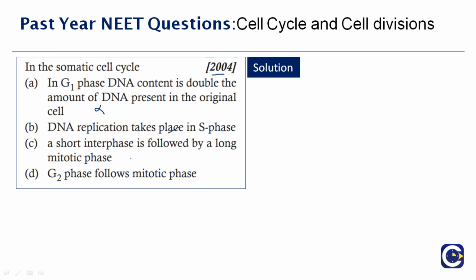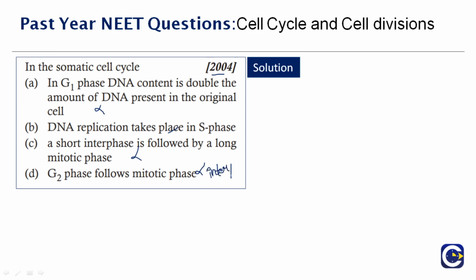Option C, the short interphase is followed by a long mitotic phase. Wrong. G2 phase follows the mitotic phase. Wrong. Therefore, the correct answer to this question is option B. You always have to remember that DNA replication or DNA duplication is always restricted to the S phase of the interphase. G2 phase is followed by a mitotic phase, which is actually shorter than the interphase.